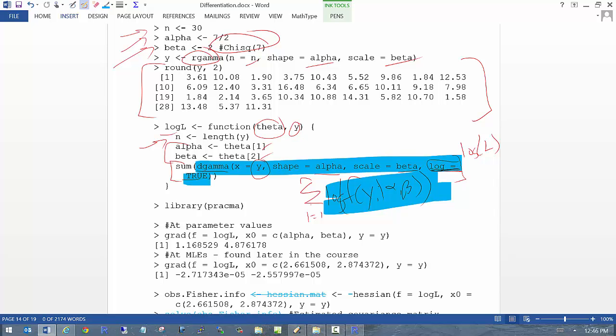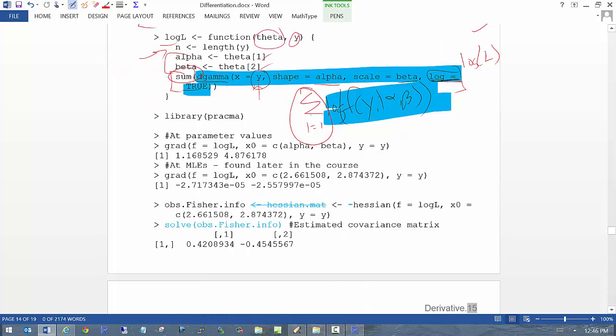Now notice the sum part here. Well, this dgamma, again, is going to give me a vector of 30 elements because I'm passing in 30 elements for y. And what I need to do is sum all those log f of y values. So I just simply sum. And there's my log likelihood function. I didn't have to worry about using any kind of factorial. I didn't have to worry about using the actual mathematical gamma function at all, or the log gamma function at all. I just simply use dgamma itself.